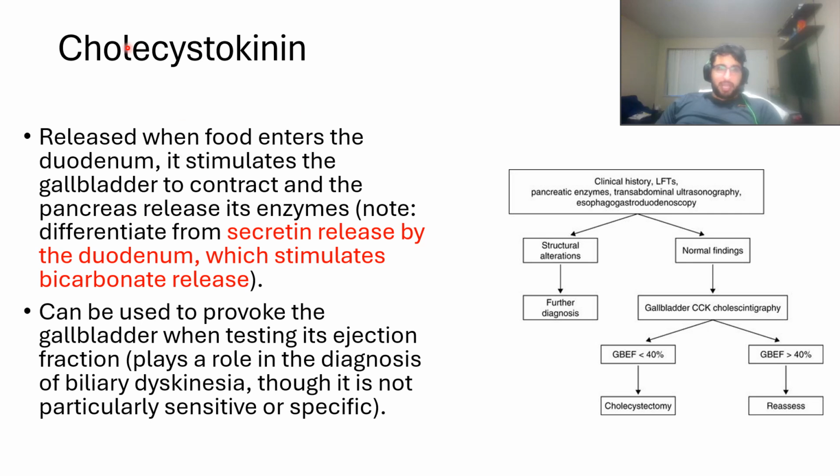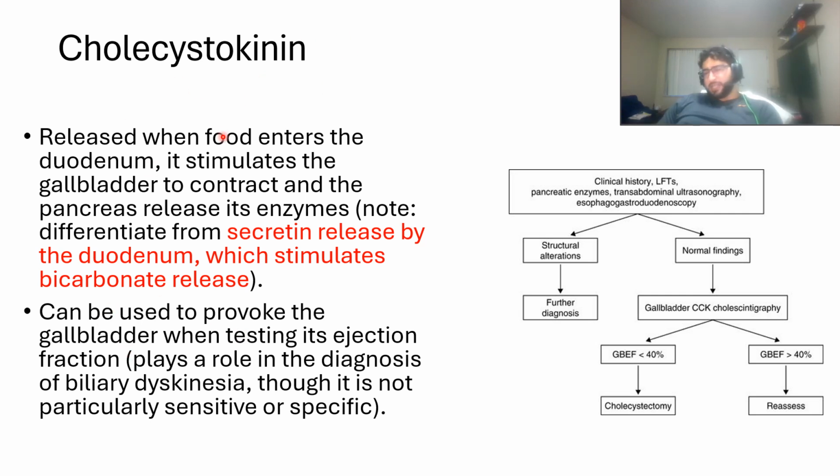And then cholecystokinin, it's released when food enters the duodenum. It stimulates the gallbladder to contract, and the pancreas releases its enzymes. This is different from secretin release by the duodenum. So the duodenum makes secretin in response to a meal. Secretin and cholecystokinin are two different things with two different functions. Okay, don't lump them together. Although the duodenum makes both.